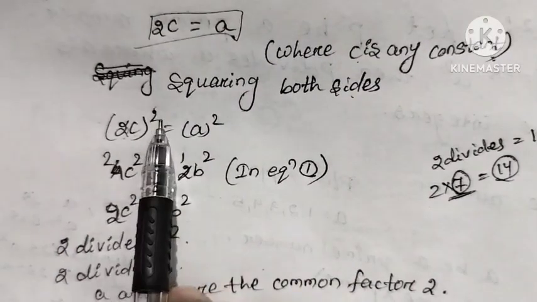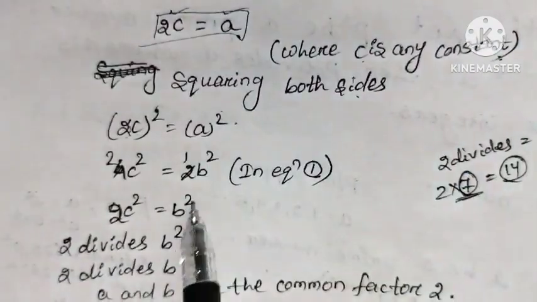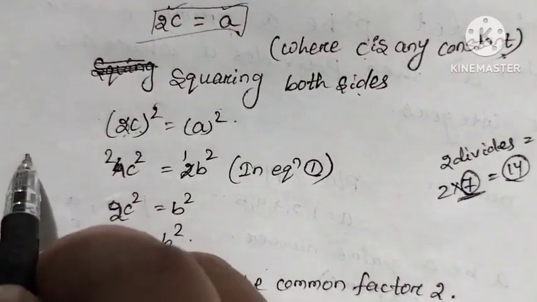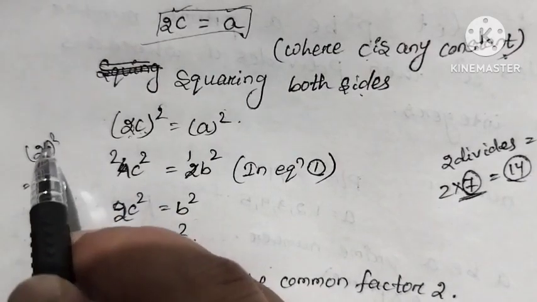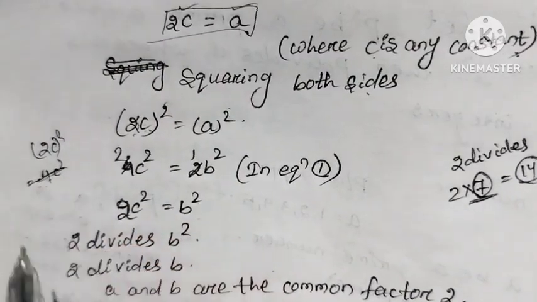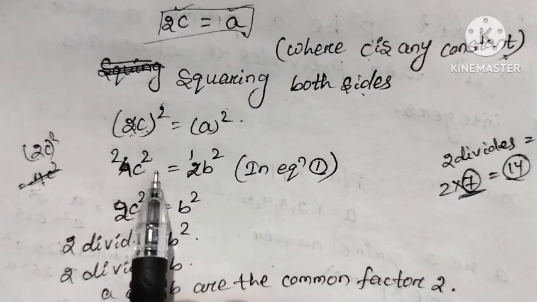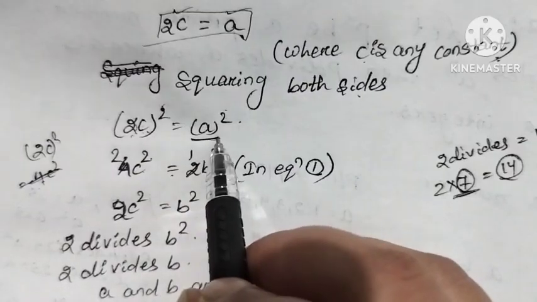2c squared is equal to a. Take LHS and RHS, both sides squared. Then 2c squared means 4c squared. So 4c squared is equal to a squared.